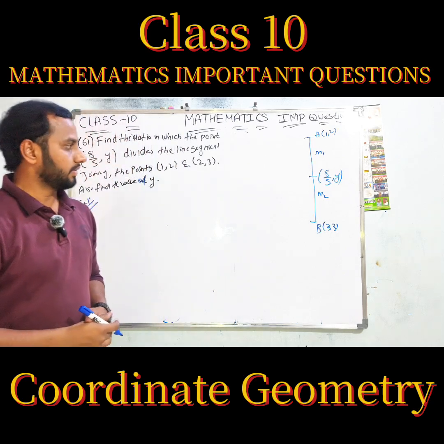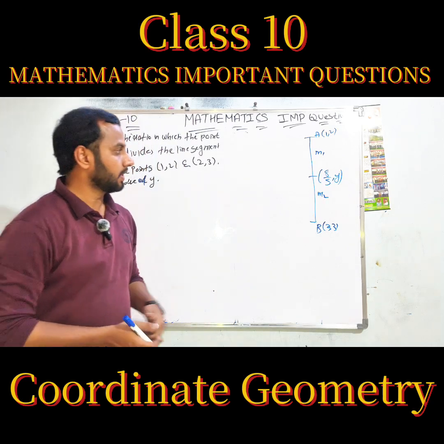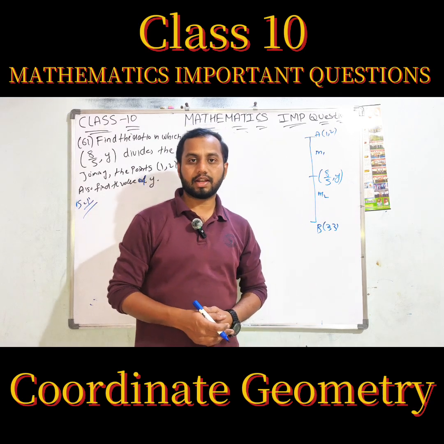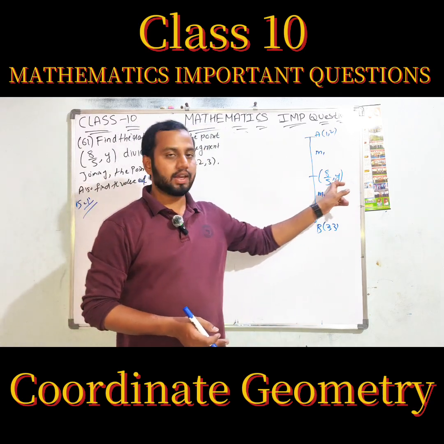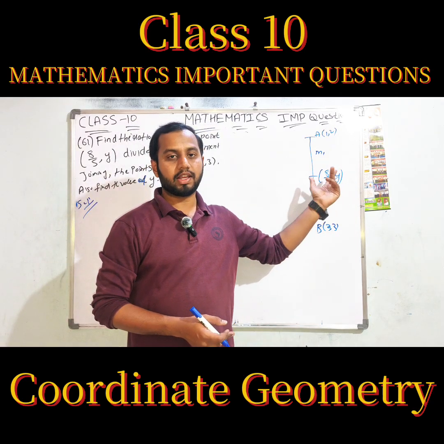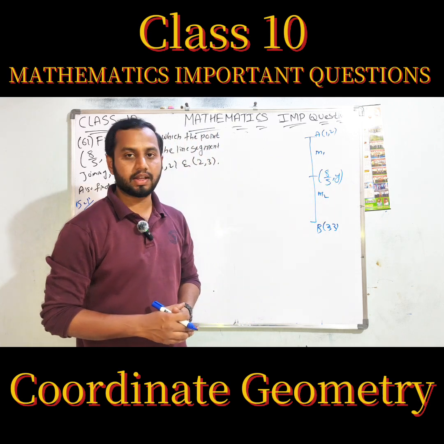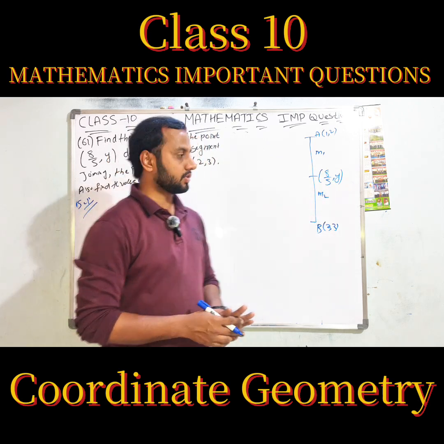Whenever these types of problems are given, equate x axis with x and y axis with y. That is your section formula. But here y I don't know. Then equate x axis with x, and you will get the ratio first. After finding the ratio, you can find the value of y. Let us solve the question.